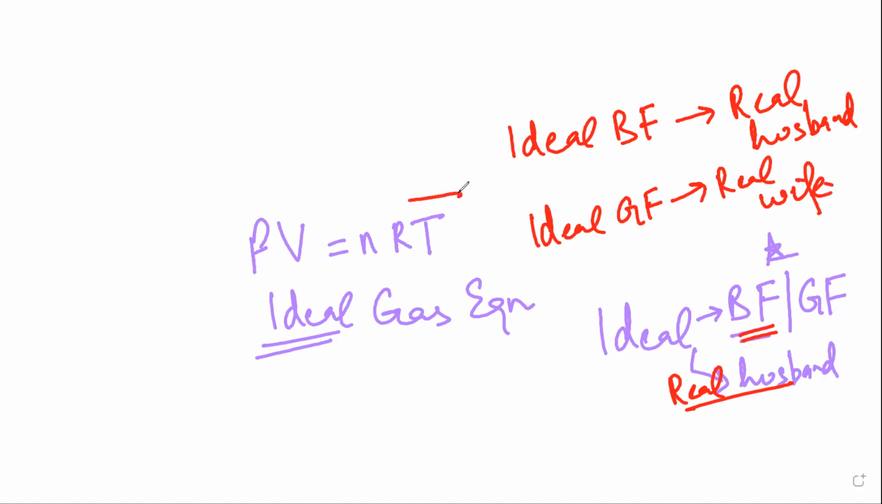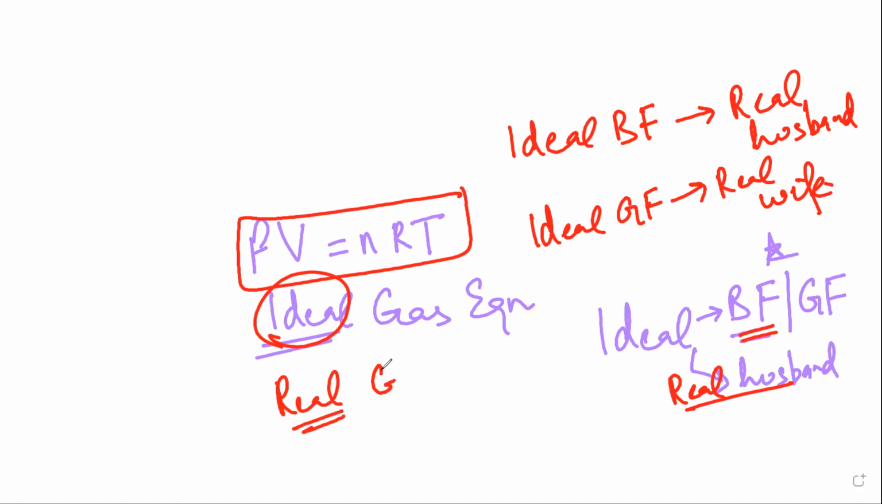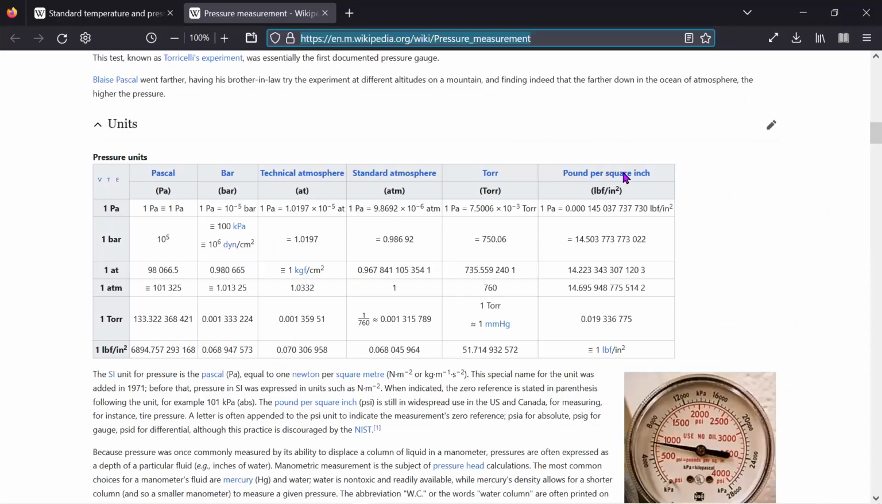So PV equals nRT is called the ideal gas equation. There are a few changes required so that we can have a real gas equation. A real gas equation is basically an equation which will work in the real world, and that is what we'll be discussing in the next lecture. But right now, I just want to tell you that PV equals nRT is called the ideal gas equation and why it is called ideal. Are we clear about this? Okay. So this is the difference between an ideal boyfriend and a real boyfriend.